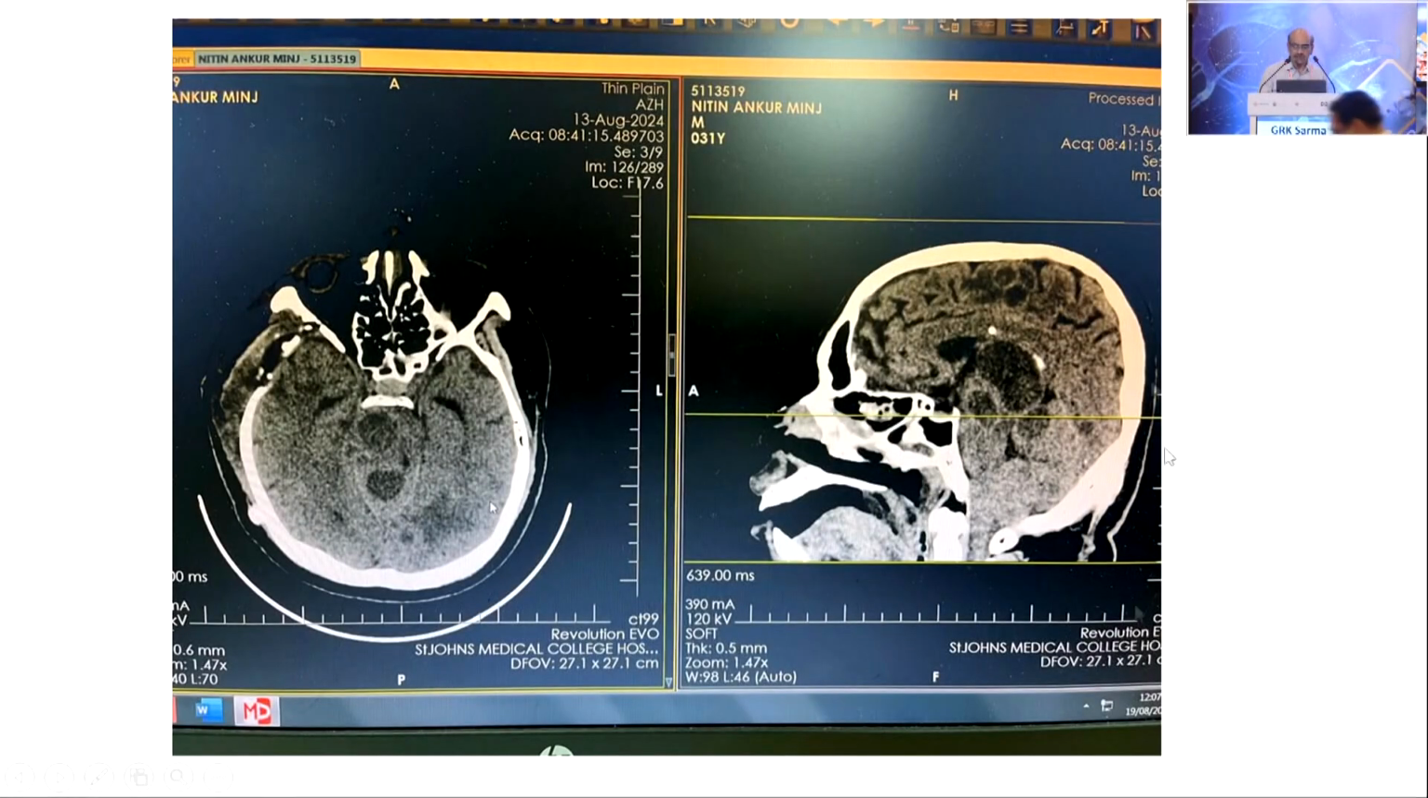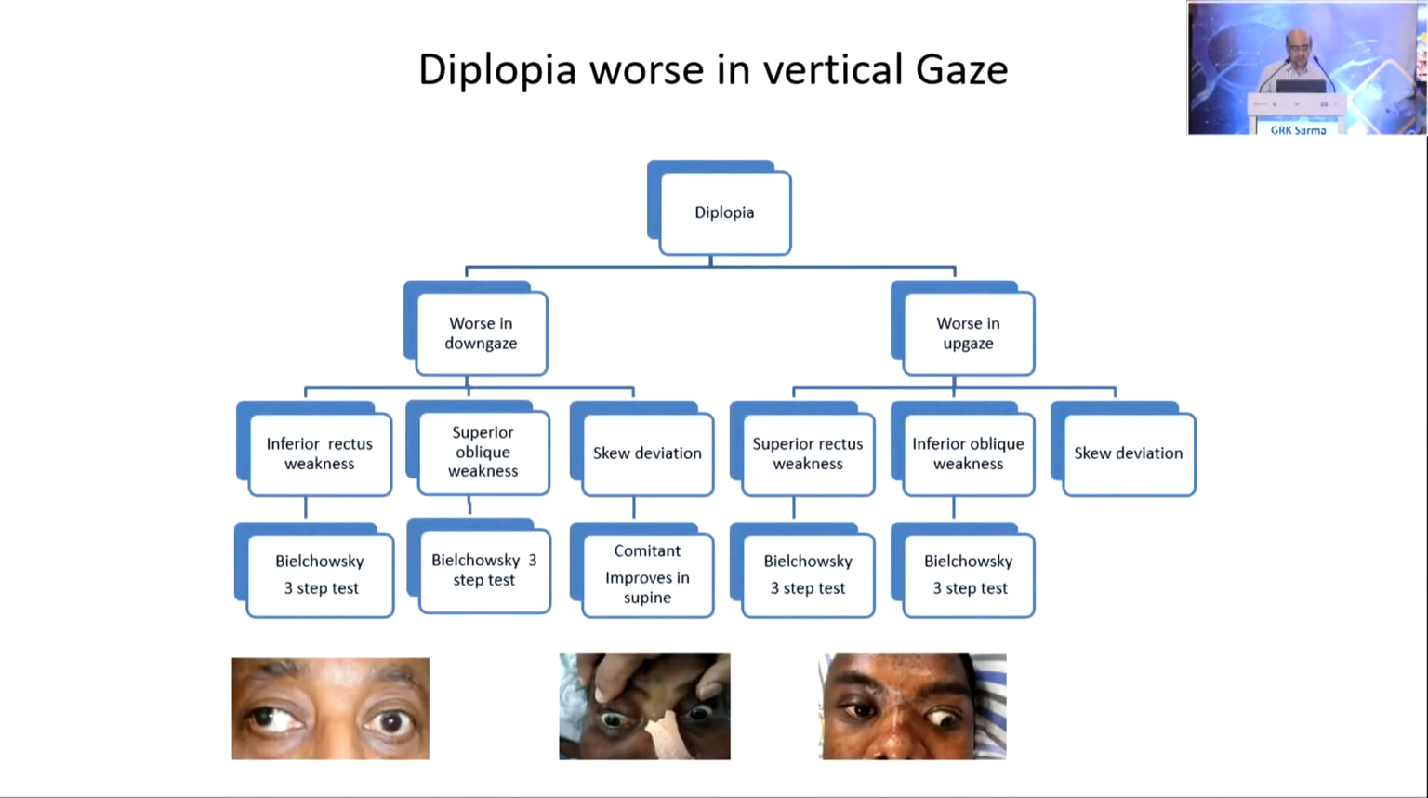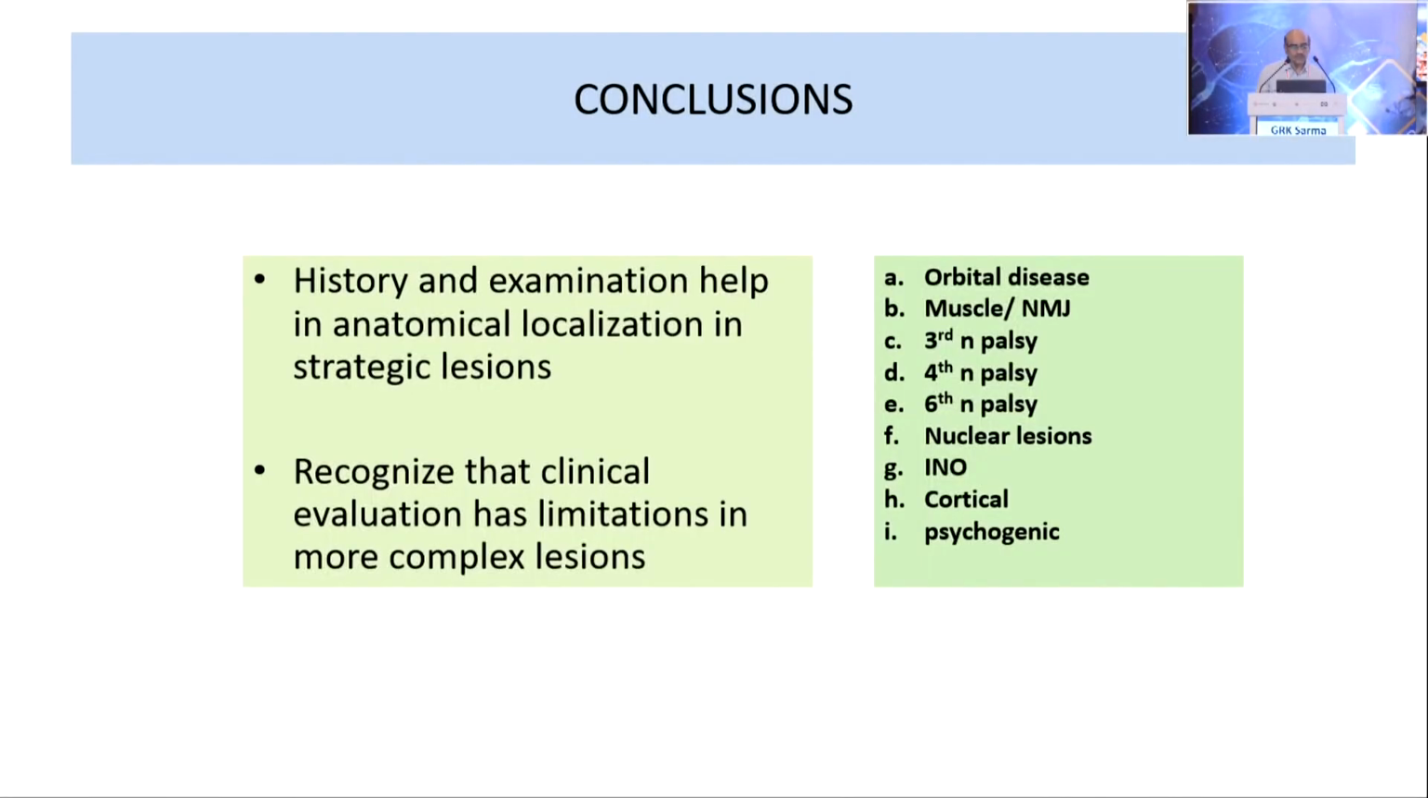So this is what he had, multiple abscesses in the tectal region, posterior fossa, surrounding the brainstem. E. coli abscess was there. So unfortunately, due to lack of time, I'm not able to complete this. So what I conclude is that history and examination do help in anatomical localization in simple cases, but in complex cases, they become unreliable. Excess reliance need not be placed. Neuroimaging threshold should be low in these cases. Thank you.